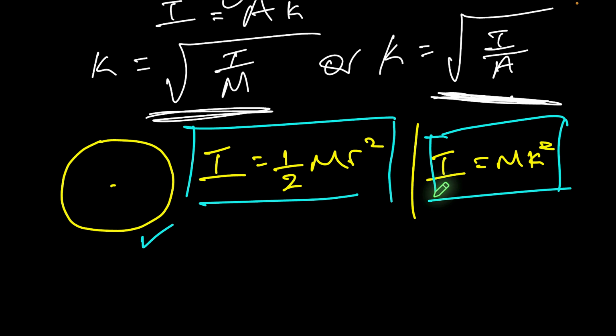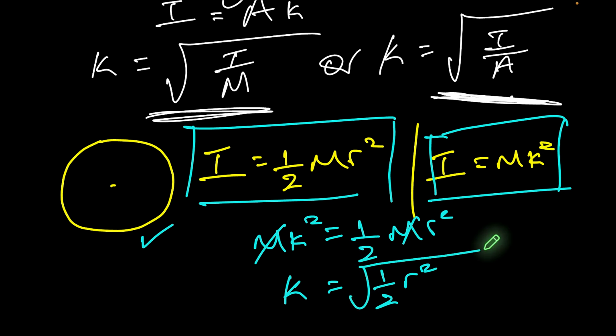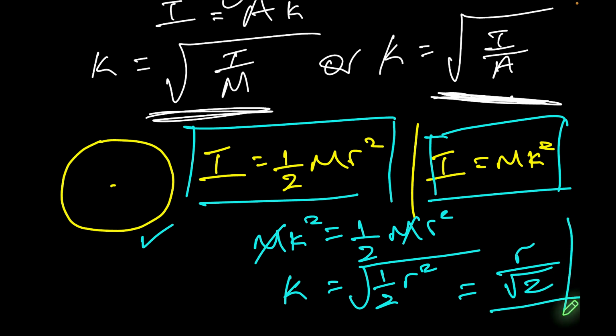So what that means is we equate the two equations: mk squared equals half mr squared. After we cancel out the m's, we're left with k squared equals half r squared, and we square root that. Simplifying, the square root of r squared is just r, so we're left with k equals r over root 2. And that is how we find the radius of gyration for this disk.